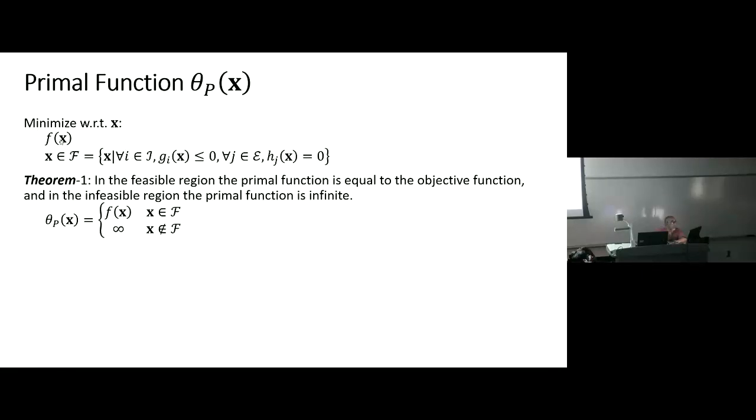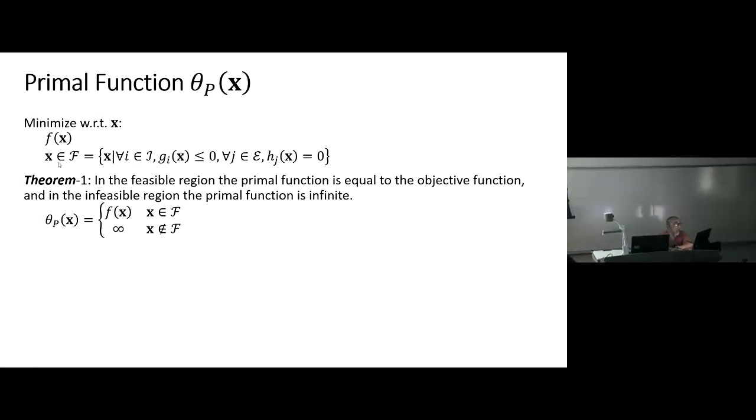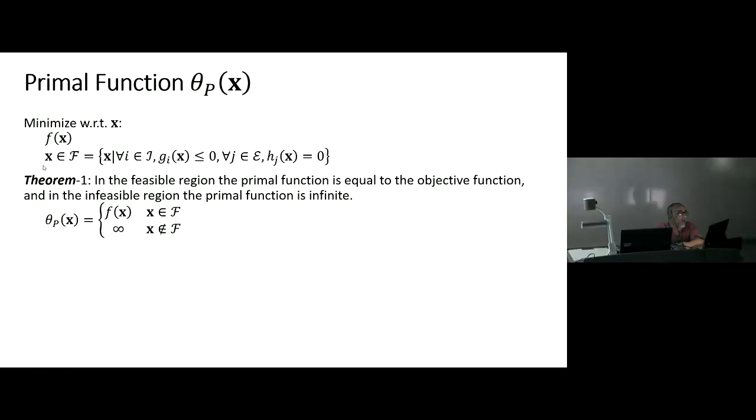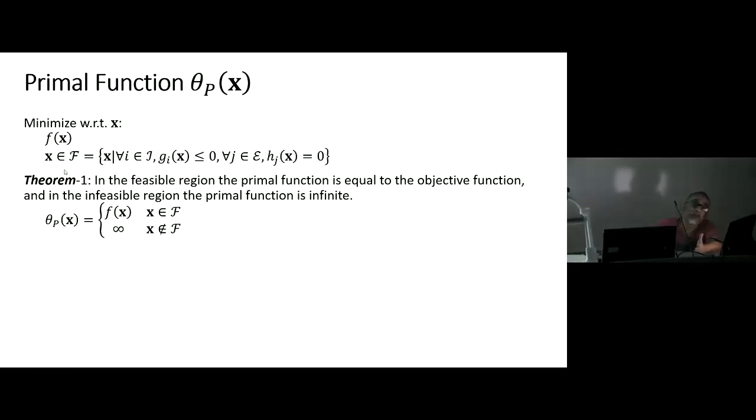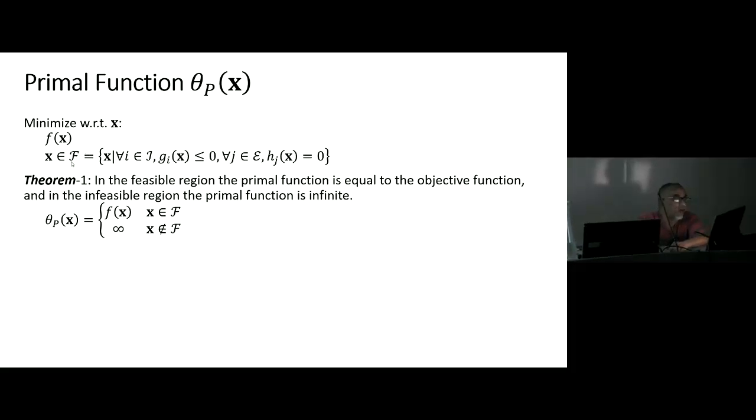This is the constrained optimization problem again in terms of the feasible set. So minimize with respect to x. This is our objective function, f of x. And this is the constraint. x belongs to F, the feasible region, or the feasible set. F, the script F, represents the feasible set.